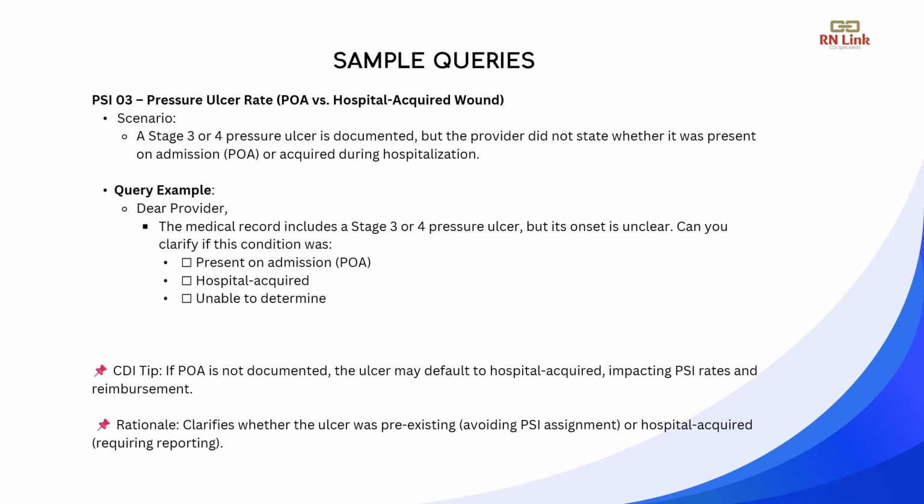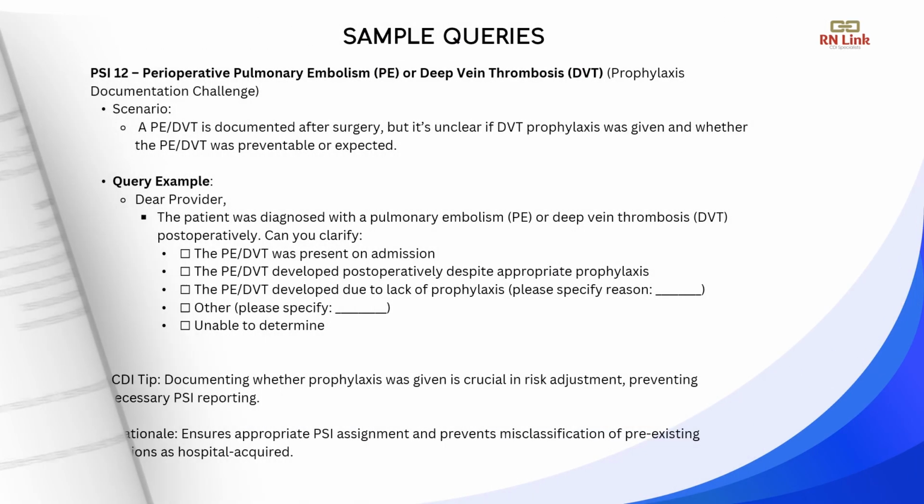Note, CDI tip: if POA is not documented, the ulcer may default to hospital acquired, impacting PSI rates and reimbursement. Note, rationale: clarifies whether the ulcer was pre-existing, avoiding PSI assignment, or hospital-acquired, requiring reporting. PSI 12, perioperative pulmonary embolism or deep vein thrombosis, prophylaxis documentation challenge.